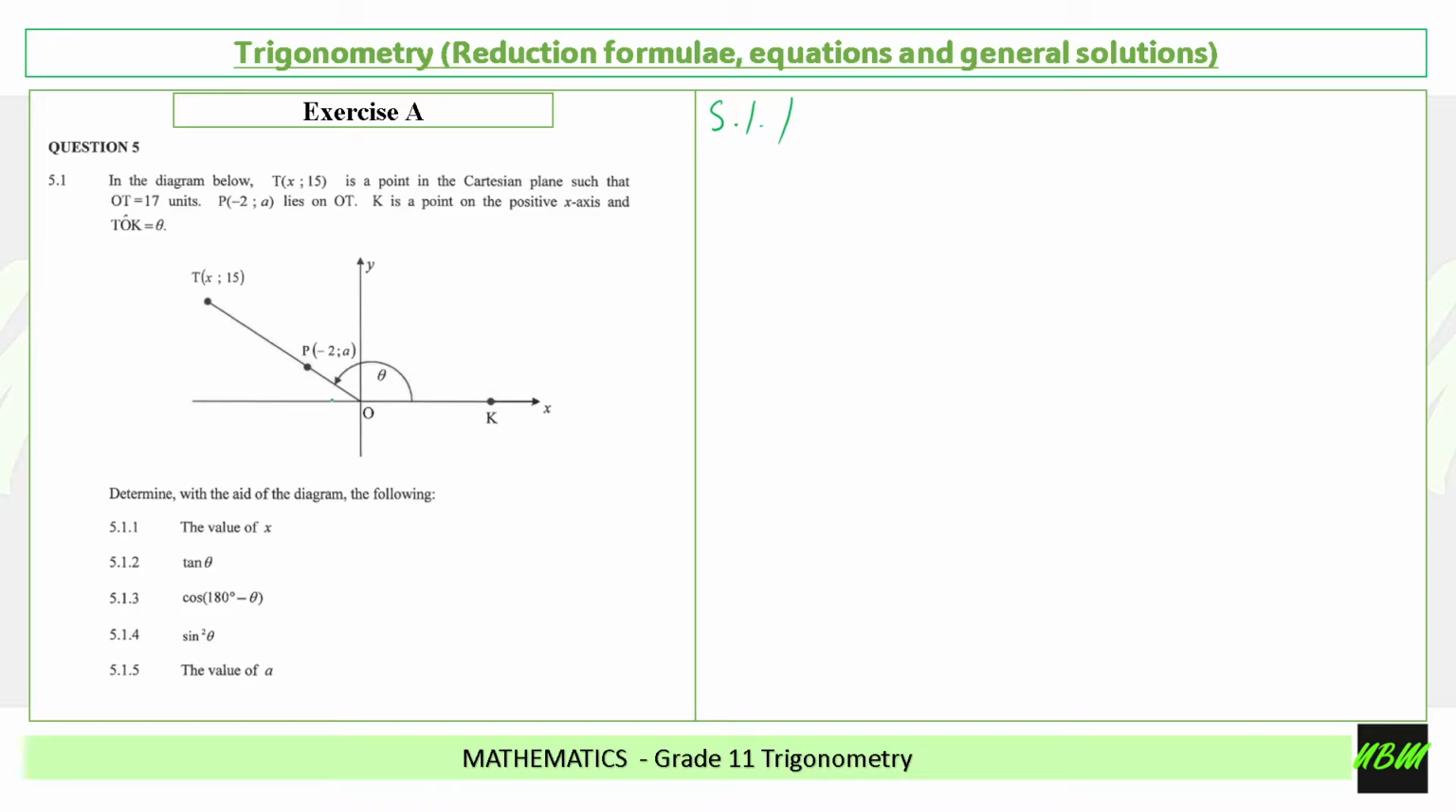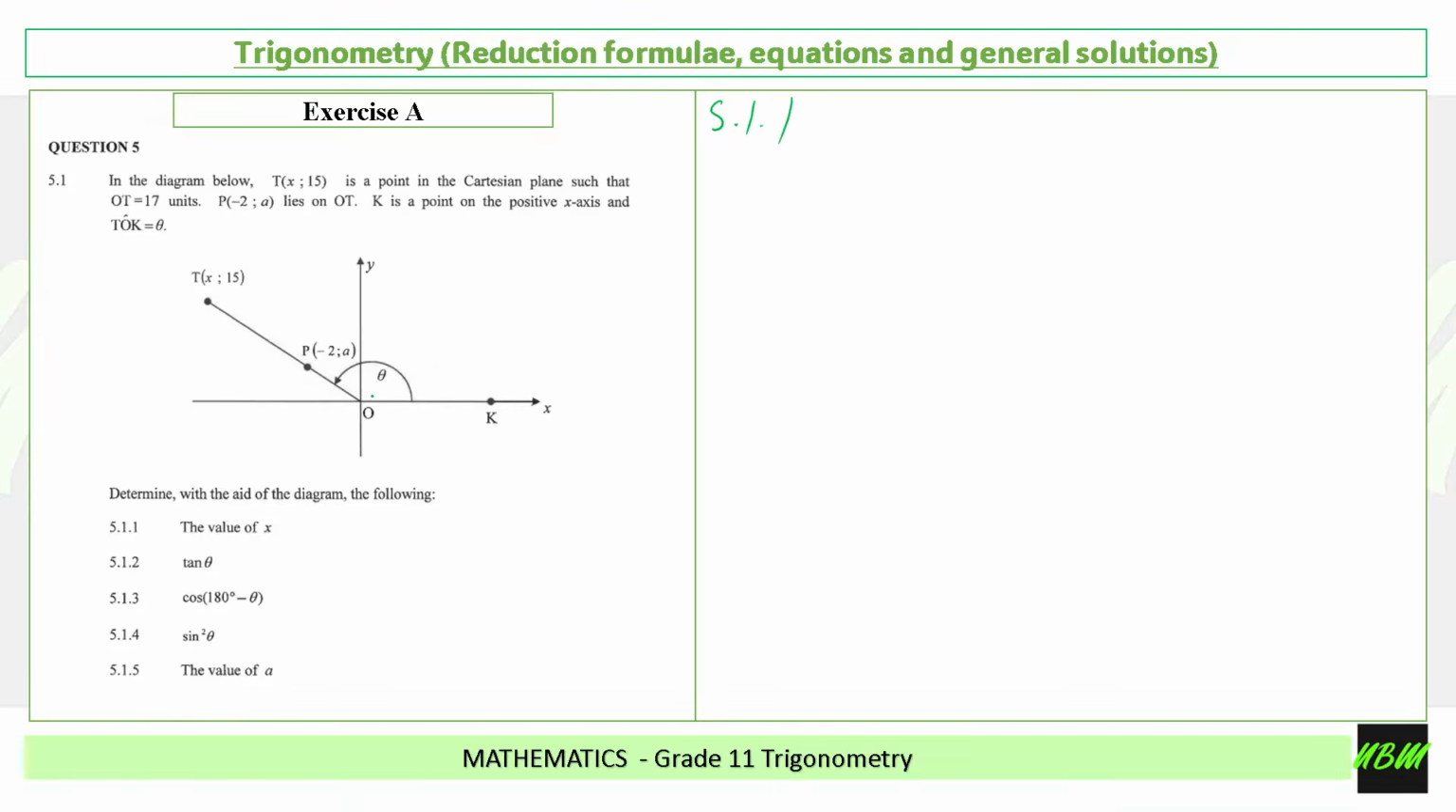We have our diagram, and it is on the Cartesian plane. Once we work on the Cartesian plane, you need to remember that we have to define our ratios, sine, cosine and tangent, in terms of x, y and r. Sine theta is y over r, cos theta is x over r, and tan theta is y over x. We must also remember the theorem of Pythagoras in terms of x, y and r: x squared plus y squared is equal to r squared.